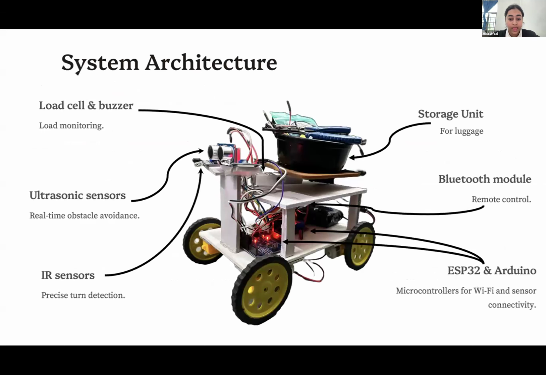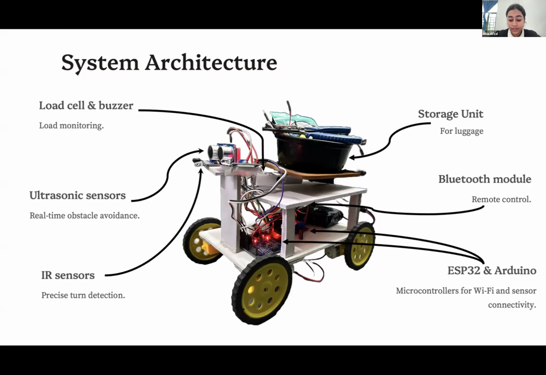The system architecture. The hardware and software components were carefully selected to optimize tracking accuracy, response time, and system efficiency. The components used are shown in the figure. The ESP32 microcontroller serves as the central processing unit responsible for real-time decision-making, Wi-Fi communication, and data processing. Ultrasonic sensors provide obstacle detection, while IR sensors enable turn detection and adaptive movement. A load cell is used to monitor cargo weight, ensuring compliance with safe load limits. A Bluetooth module allows for manual control, offering flexibility in operational scenarios.